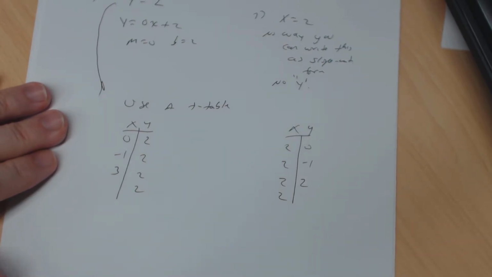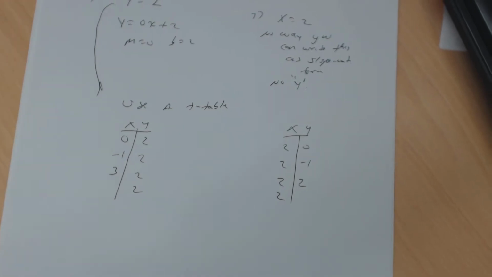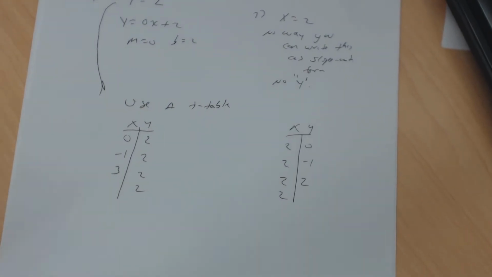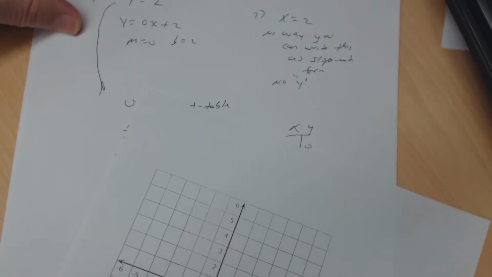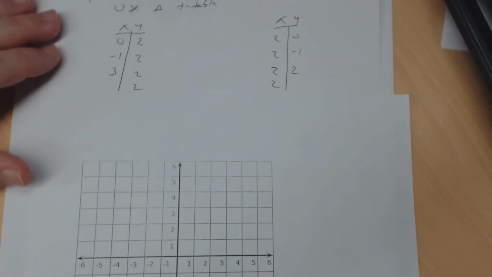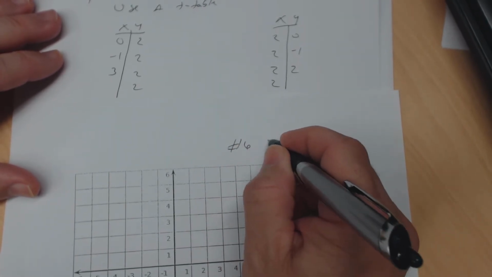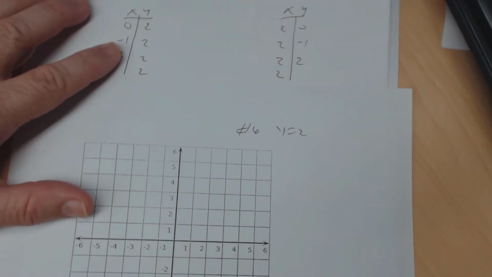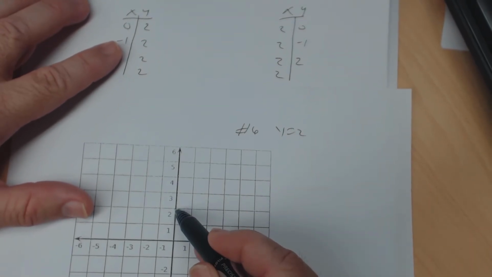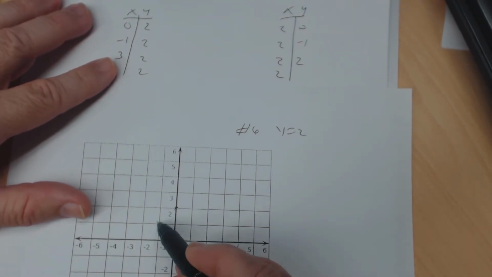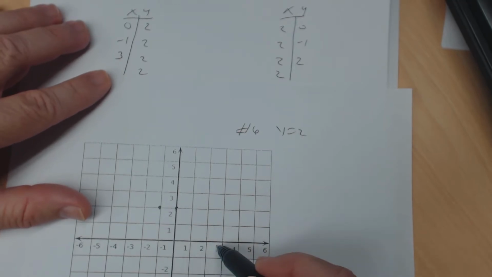X always equals 2 no matter what y is. So when I graph these lines, I want you to notice something. Y equals 2, x equals 2. Let's do number 6. So y equals 2. So I get the point 0, 2, which is here, and then negative 1, 2, which is here, and then 3, 2, which is here.